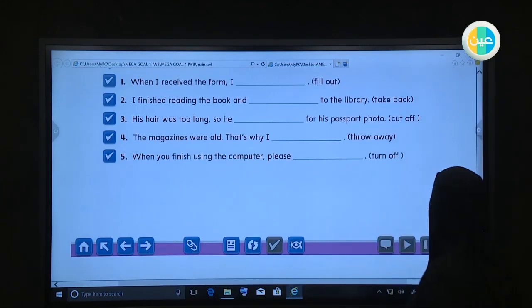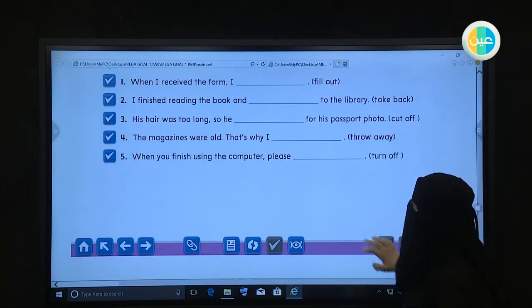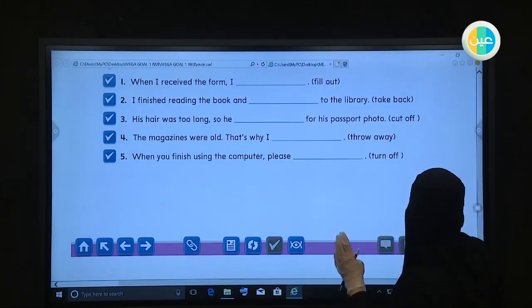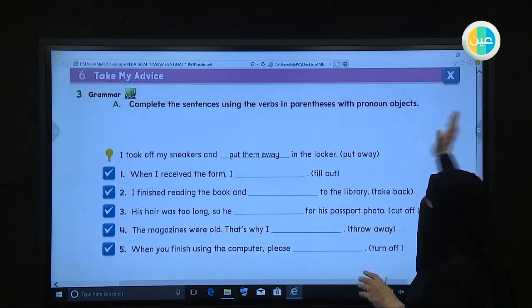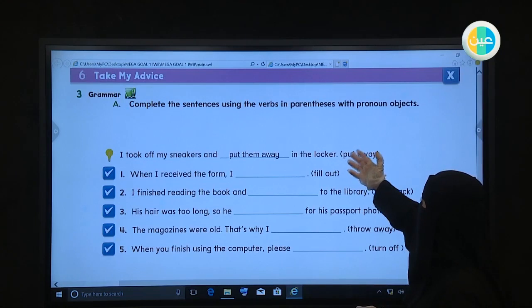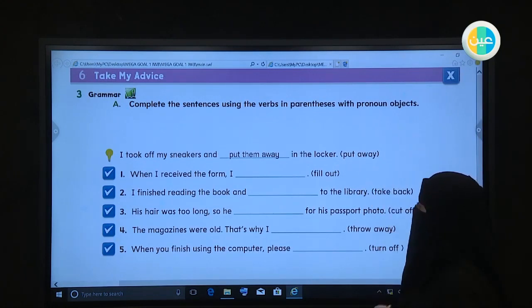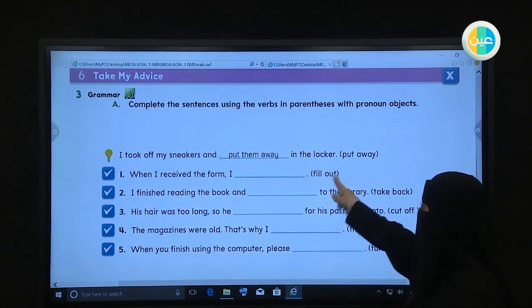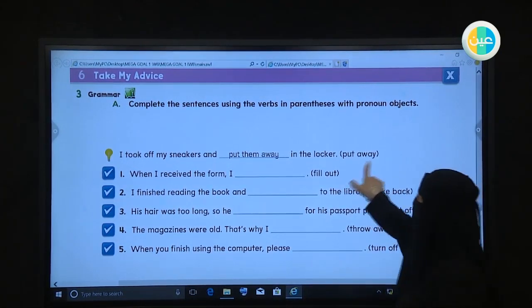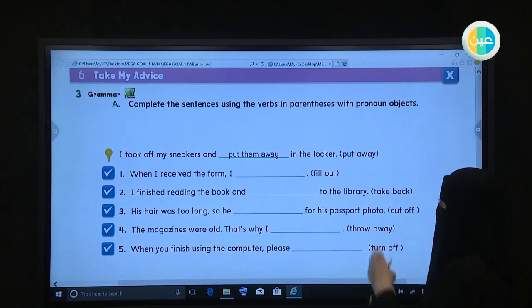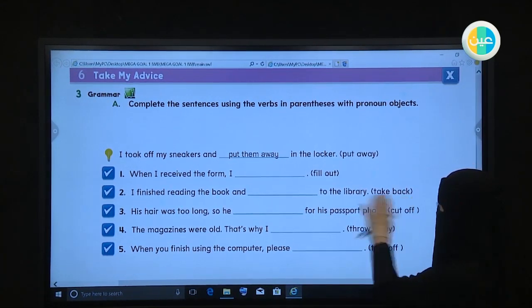Okay, we have exercises here. They're talking about sentences and you should fill the space. Complete the sentence using the verbs in particles with the pronoun object. Number 1, I took off my sneakers and put them away in the locker. So put away, it means you should talk about the verb here. This is as an example.